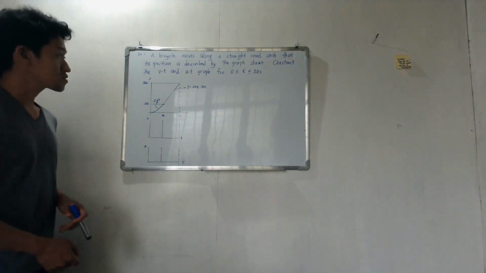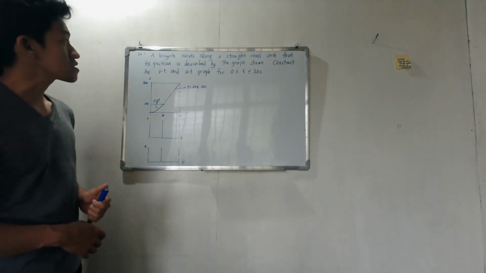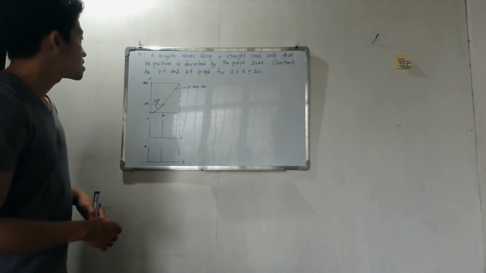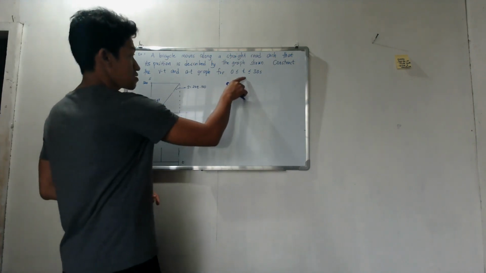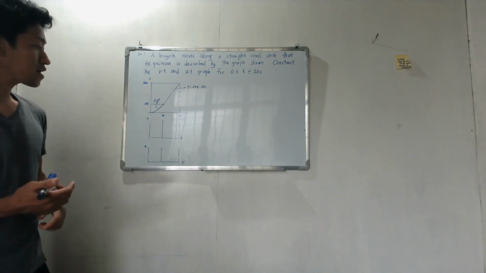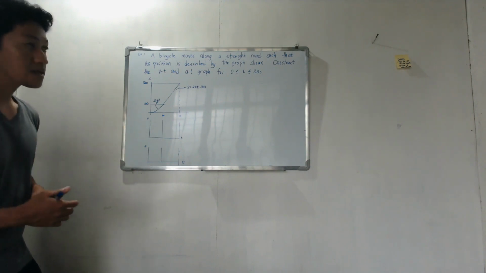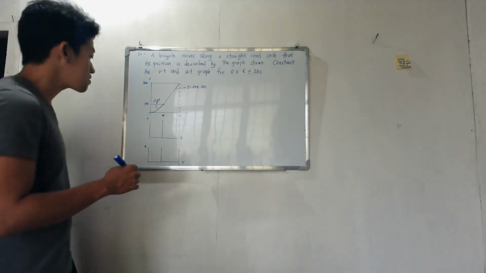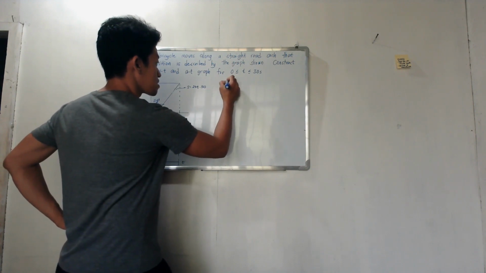Let's have an example to illustrate the concepts. You have a bicycle that moves along a straight road such that its position is described by this graph. You need to construct the VT and AT graphs for 0 to 30 seconds. What we have here is the ST graph, and we are asked to find the velocity time graph and acceleration time graph. So what is the first thing to do? First, we'll use this equation.